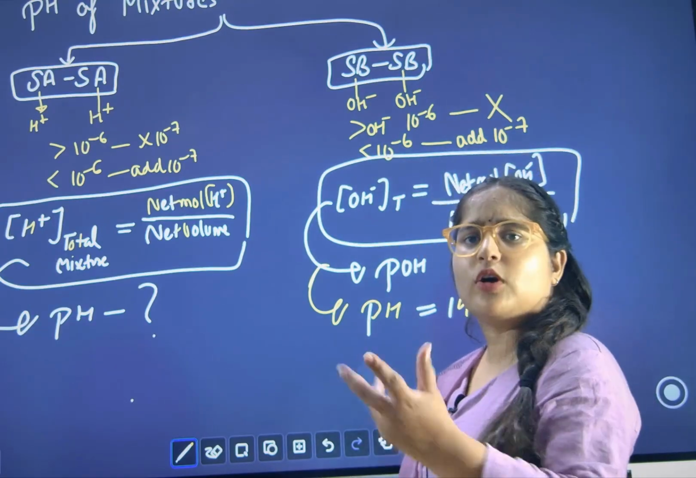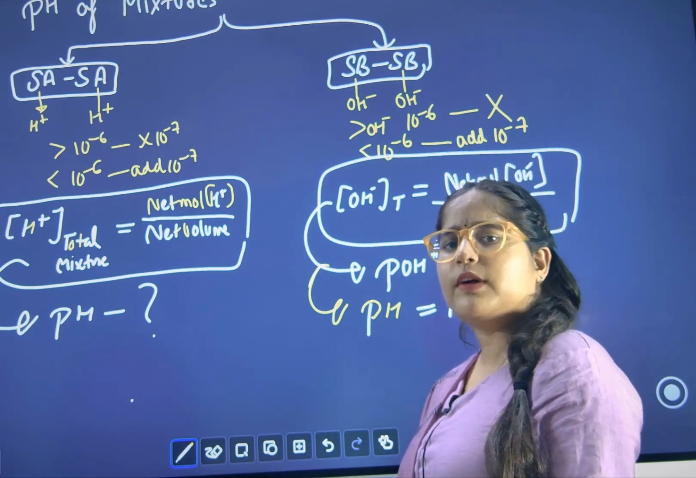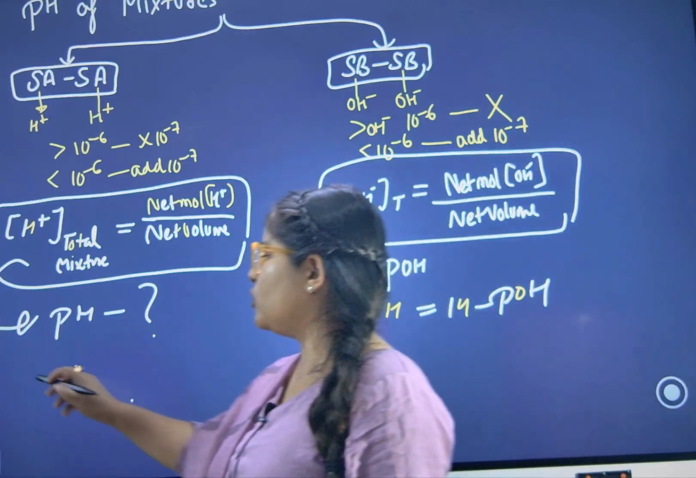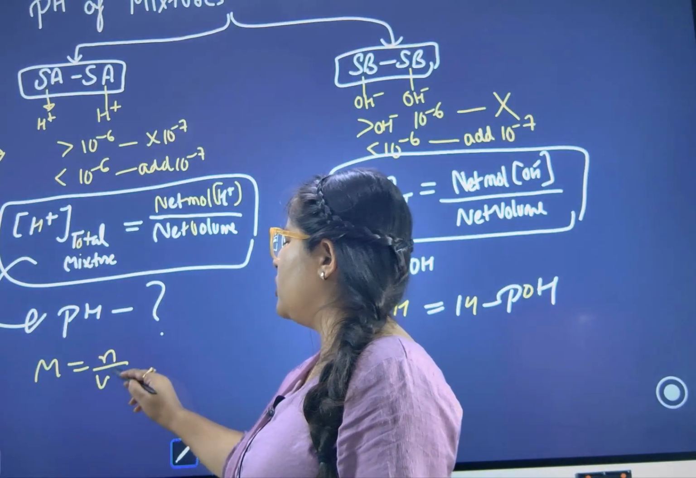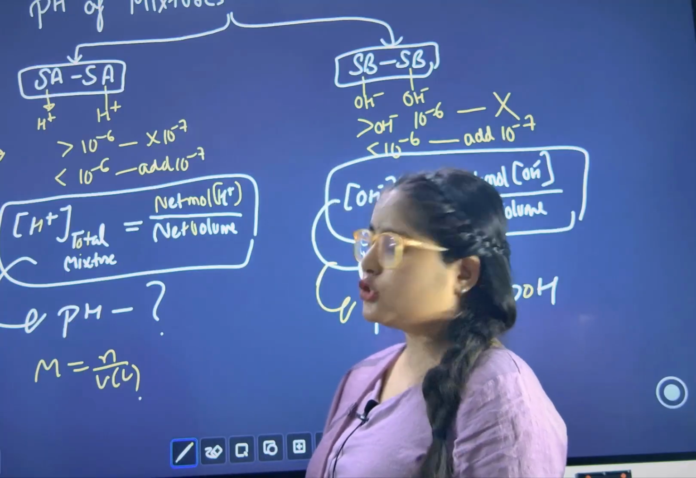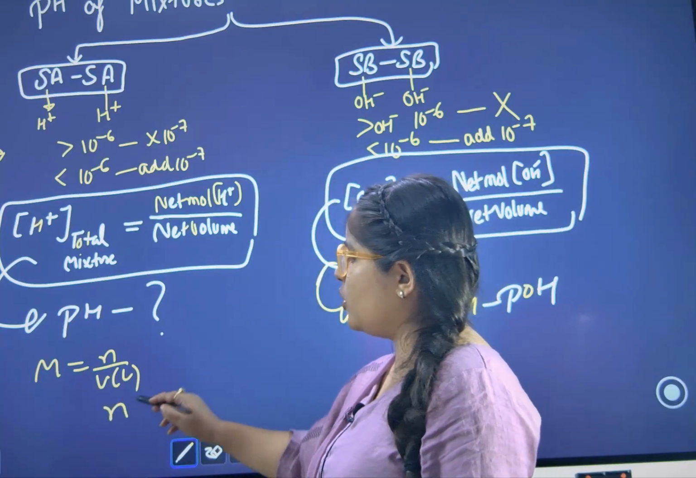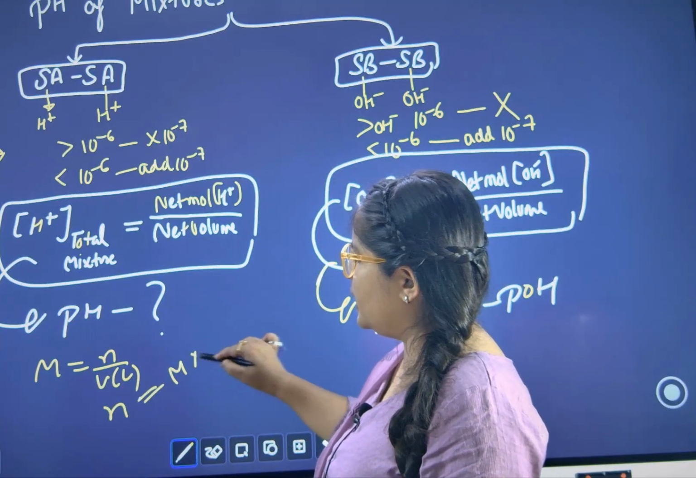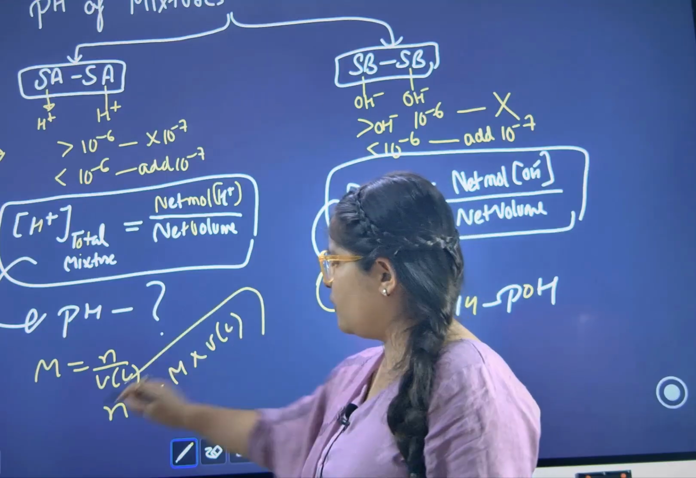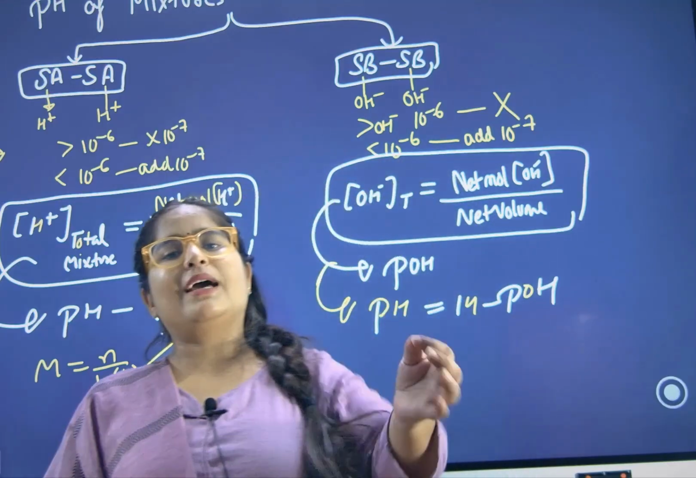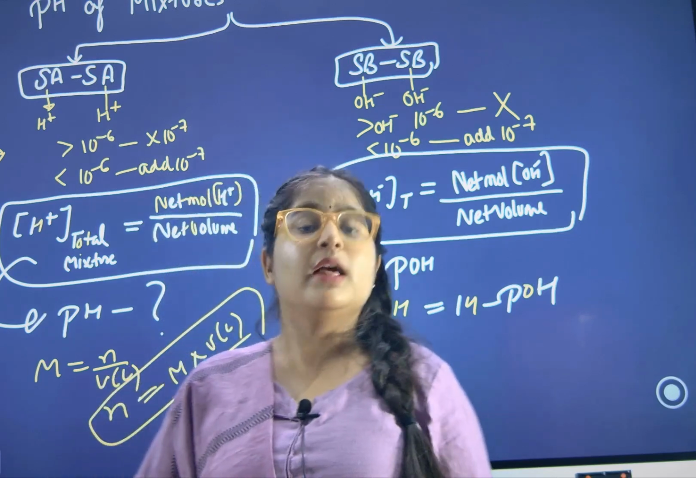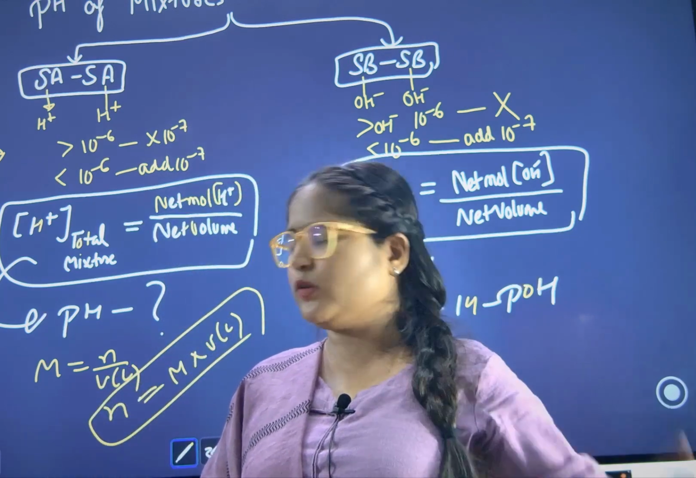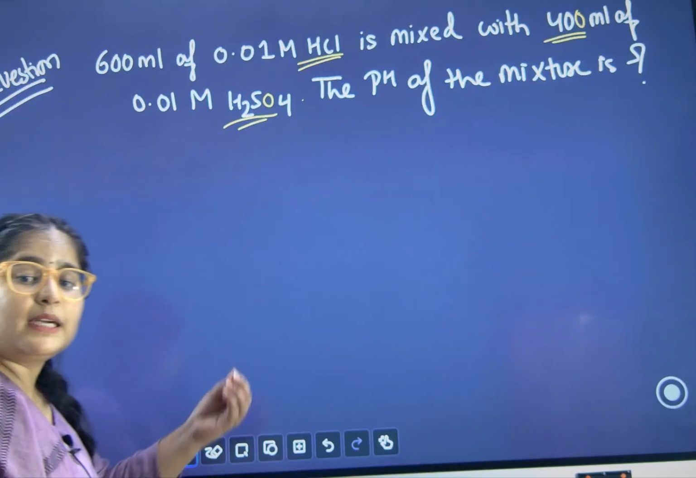Now you should know how to calculate mole. Every time concentration will be given, volume given, molarity given. We know molarity is equal to mole by volume in liter. So from here I can say that mole will be equal to molarity into volume in liter. So how will you calculate the mole? Molarity into volume in liter. That's all. Can we solve the question? Let us solve questions. Okay, fine. So let us solve this question.